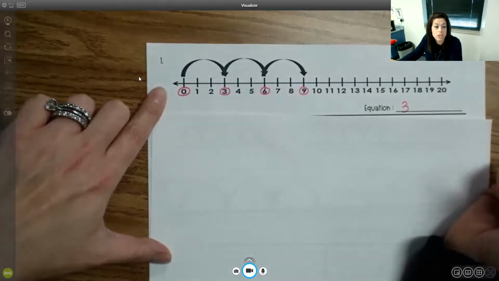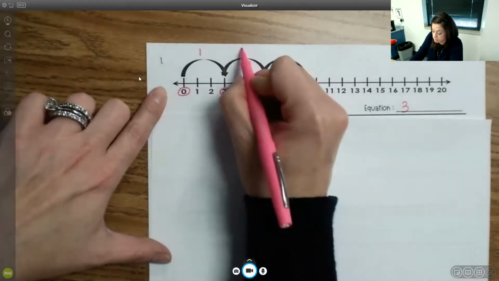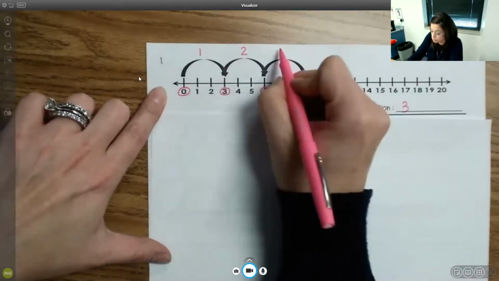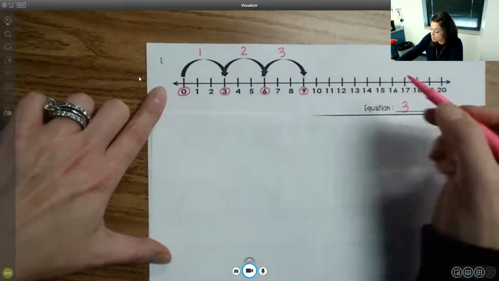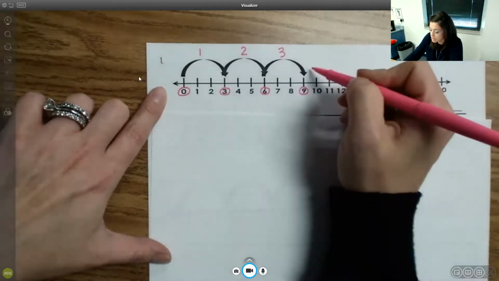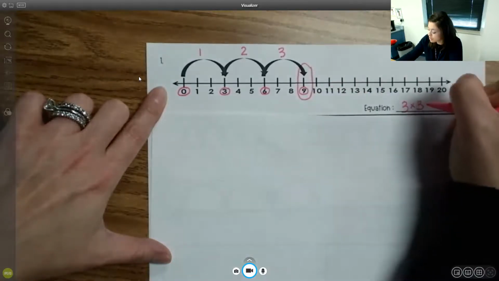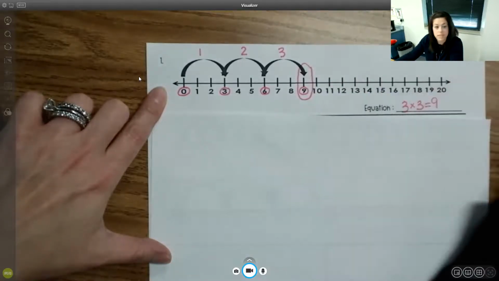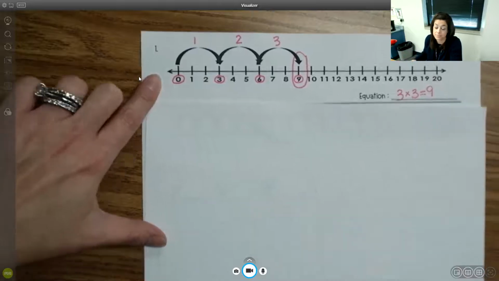So I just figured out we're counting by 3s. Well, how many jumps did I make? I made 1, 2, 3. 3 jumps. So I'm jumping 3 times, and my last jump was made to 9. So my product is 9. Not too bad, right? Let's look at another one.